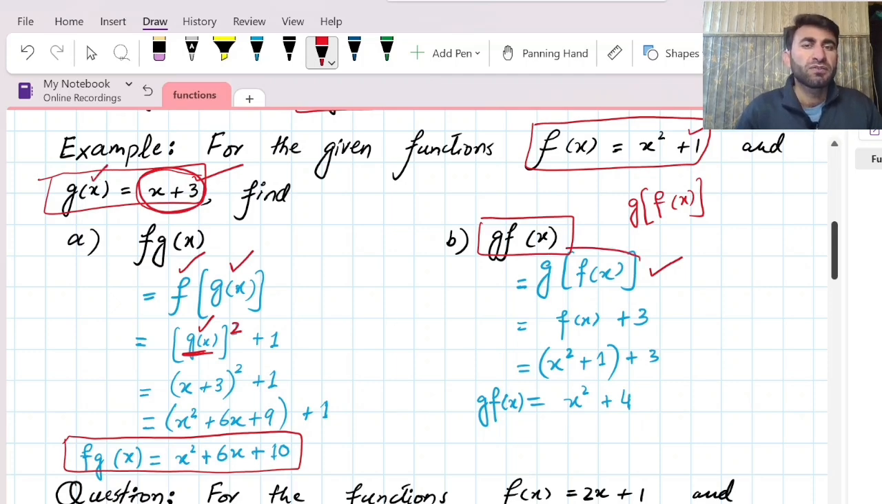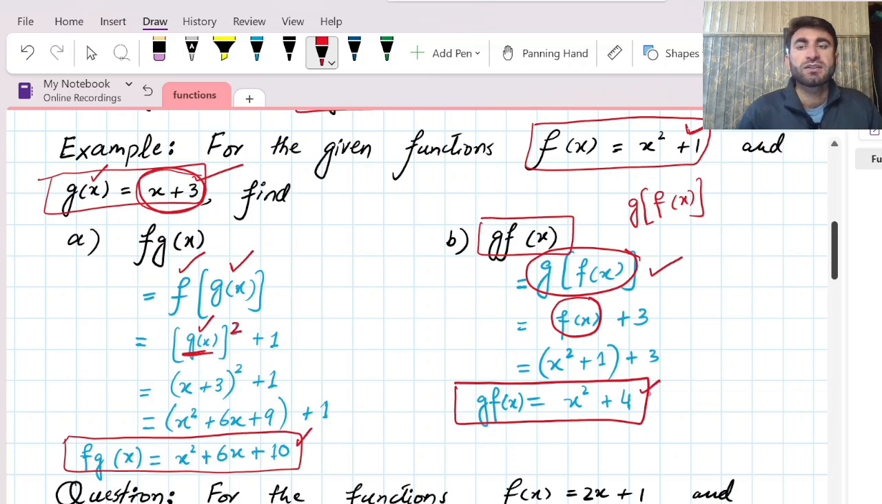Now the input of the function g is f of x, so x will be replaced by f of x, then plus 3 is kept as it is. And then we replace the value of f of x, which was given above, x square plus 1, and then add it, and we get gf of x equals x square plus 4. And we can see that these two compositions have different values. They are not equal, but they can be equal at certain values of x.